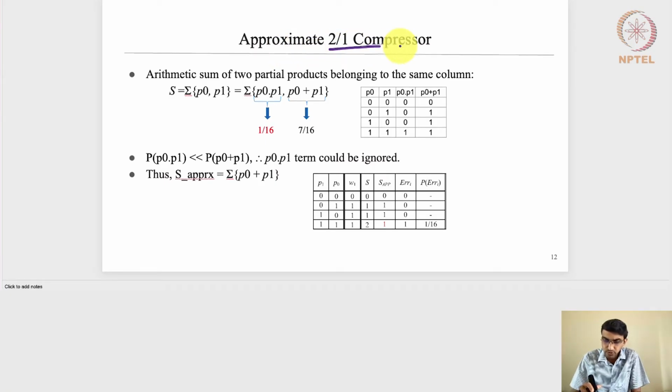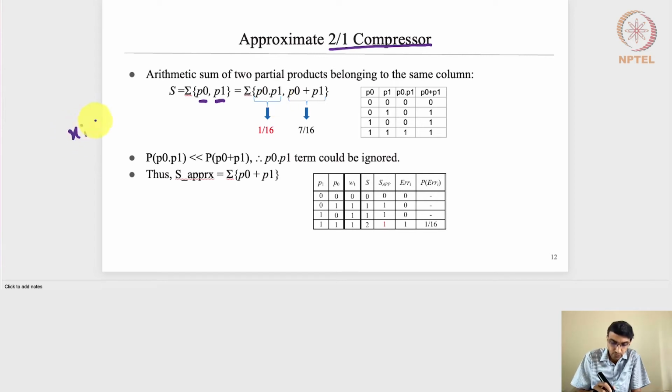So let's talk about the 2:1 compressor. I can consider it to be partial product 1, 0 and partial product 1. So there are 2 bits. It can be easily represented as an AND and an OR operation here, and then the summation of that. If I look into the AND operation here, the probability of P0 itself will be 1 by 4. The probability of P1 will itself be 1 by 4 because it's a partial product, right?